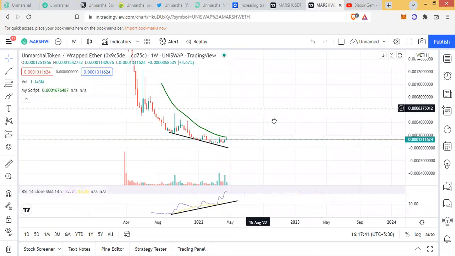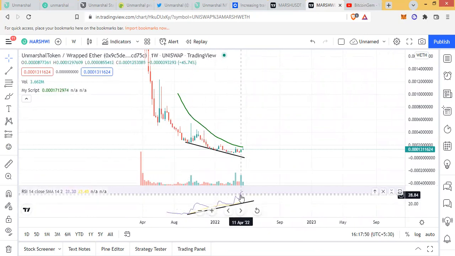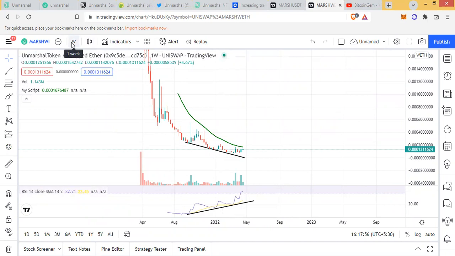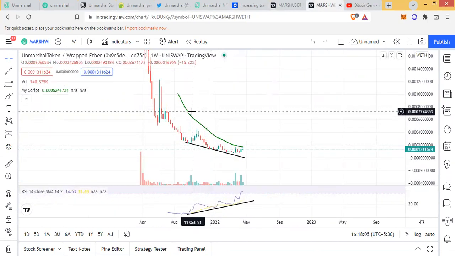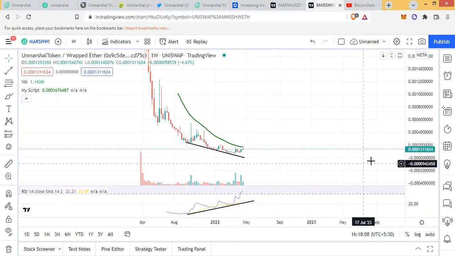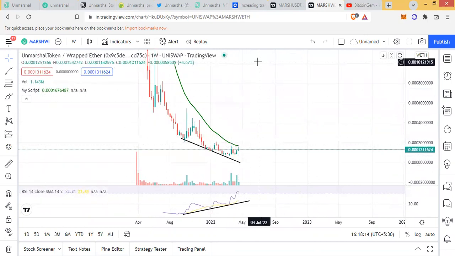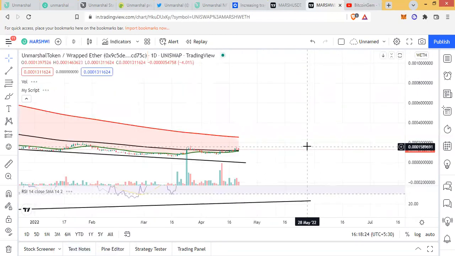What I really liked is this. This is the Marsh Ethereum chart, and this is a weekly chart. There is a hidden bullish divergence on the weekly chart, so I think this is something which is positive. If there is a hidden bullish divergence against Ethereum, then it can definitely pump against USDT once it breaks this. The green line that you see is the 21 weekly EMA. Currently, that is acting as resistance. Once we break this and flip it into support, I think things can go really crazy and it can get a good impulse move on the upside. So the Marsh Ethereum chart is looking good.